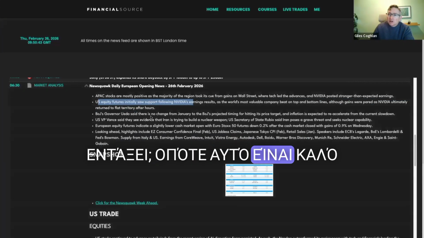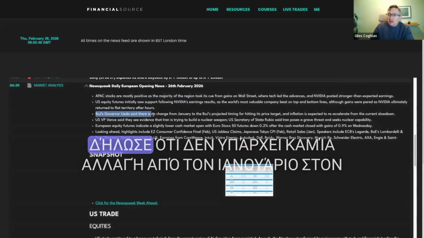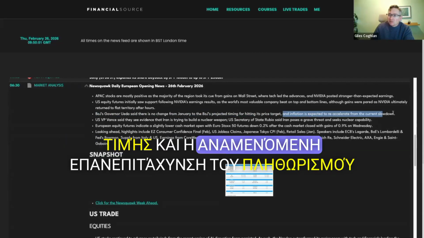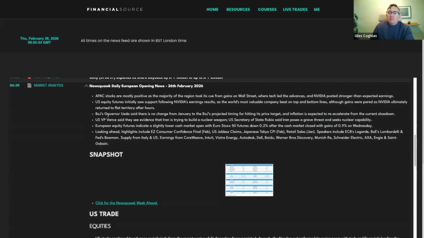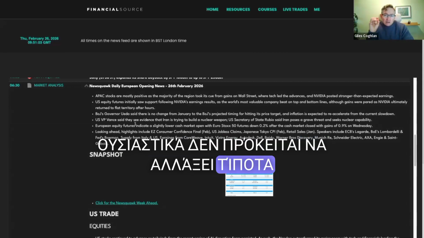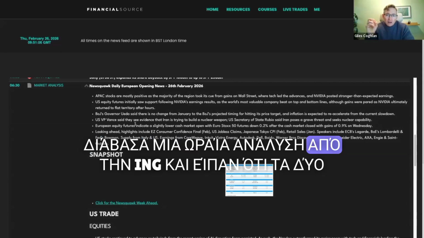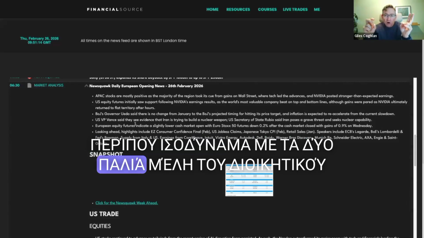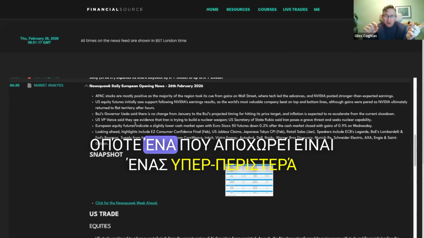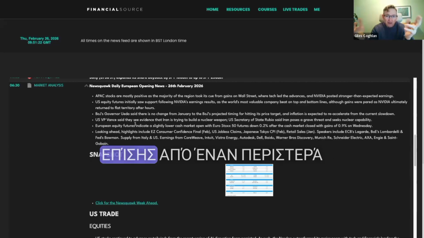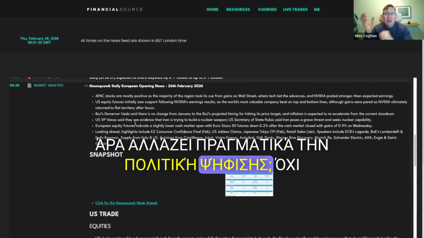Okay, so that's good. Bank of Japan Governor Ueda said there's no change from January to the BOJ's projected timing for hitting its price target, and inflation is expected to re-accelerate from the current slowdown. There's been a lot of focus on BOJ policy. It's most likely going to be unchanged. I read a nice little bit of analysis from ING, and they said the two new board members coming on are roughly equivalent to the two old board members going off. One who's going off is an ultra dove, being replaced by a dove. One who's neutral to dovish is being replaced by a dove. So does it really change the voting policy?